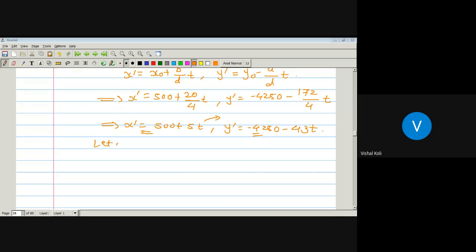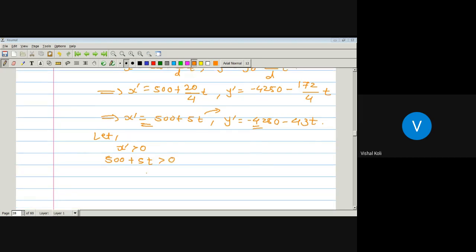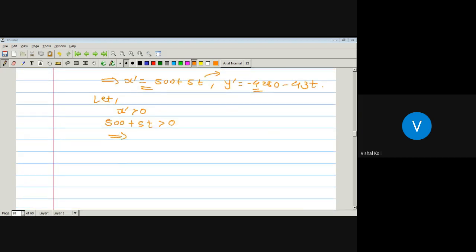So let x dash be greater than 0. What is x dash? 500 plus 5t is greater than 0, which implies, subtracting 500 on both sides, 5t is greater than minus 500, which implies, dividing both sides by 5, t is greater than minus 100.